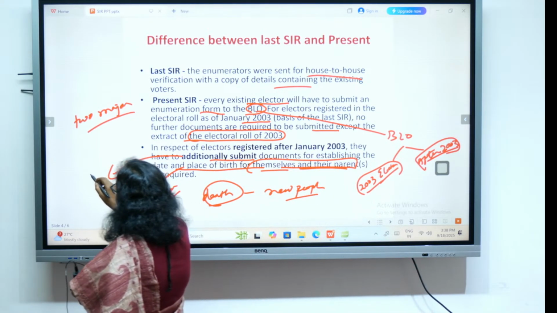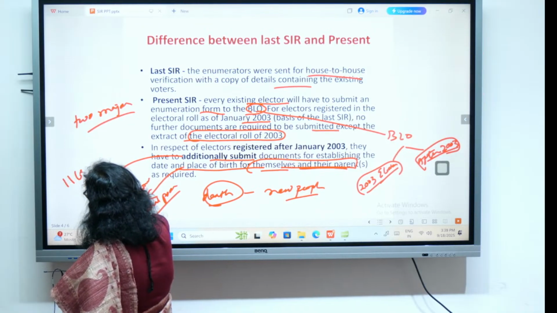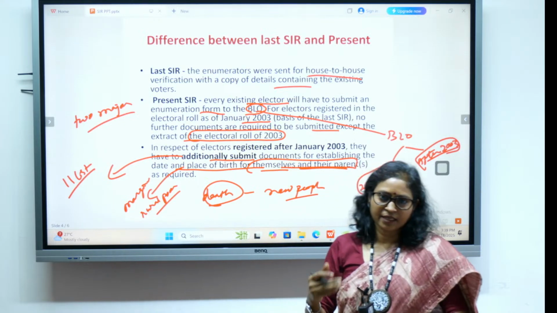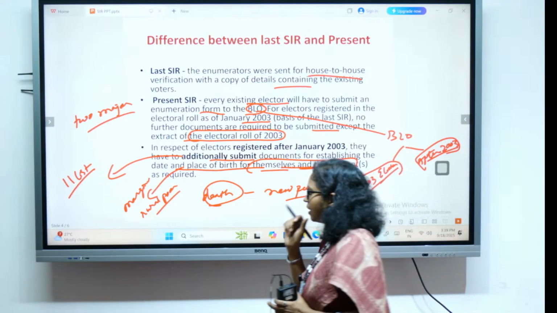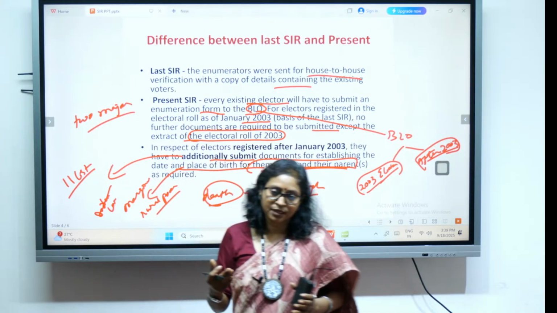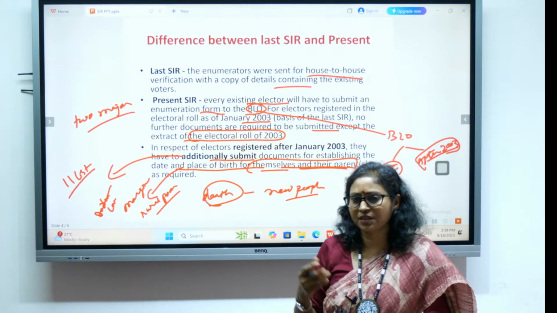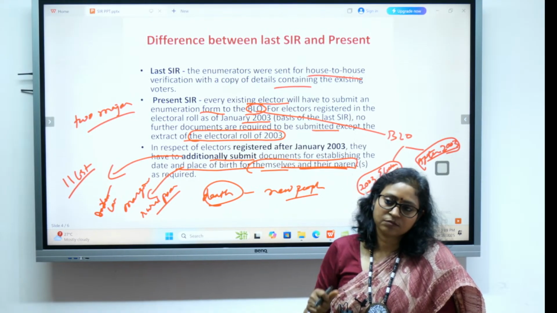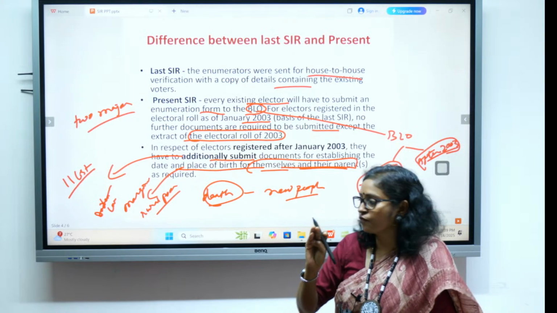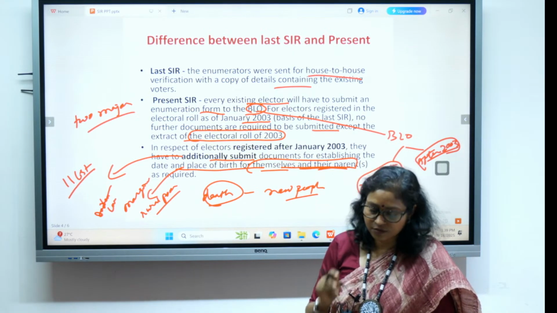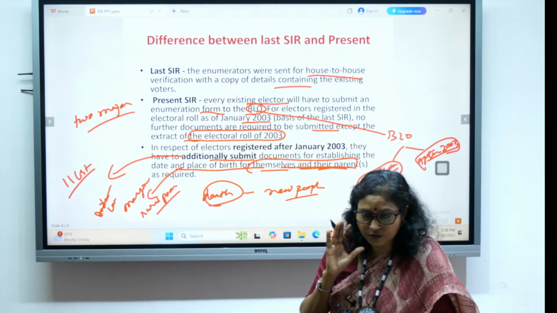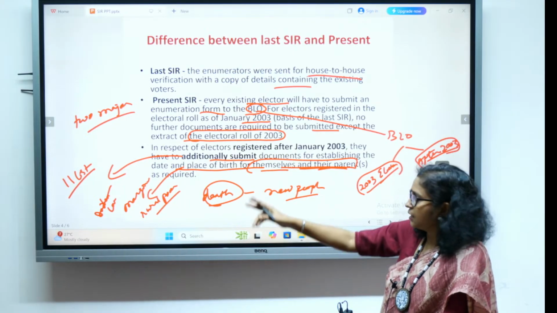Another problem is that they have a list of 11 documents which are taken as acceptable proof, and in that, Aadhaar card or voter ID or ration card, which most people generally have, are not accepted as proof for the age and also for the place of birth. Aadhaar is not considered for age or place of birth. That is the problem, because many people have the Aadhaar card, but it is not acceptable as proof in relation to the SIR.